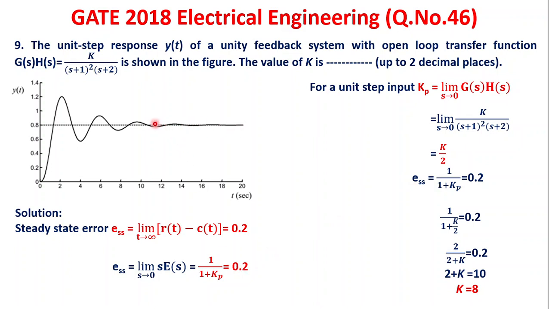We have found this out based on the graph and the given input. Input is 1 and in the graph it is settling down at 0.8. So 1 minus 0.8, 0.2. Therefore, this kp we have to substitute here and solve this. Find out k, that's all. See how simply we have solved it.